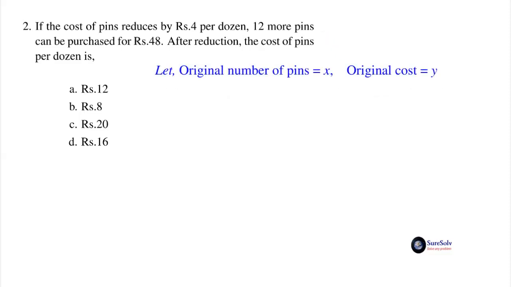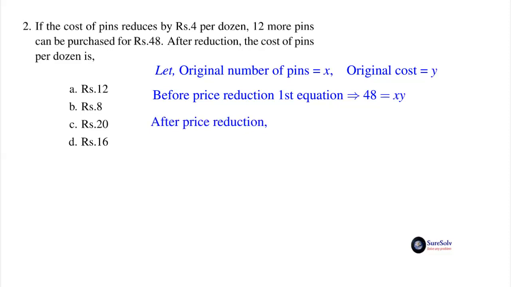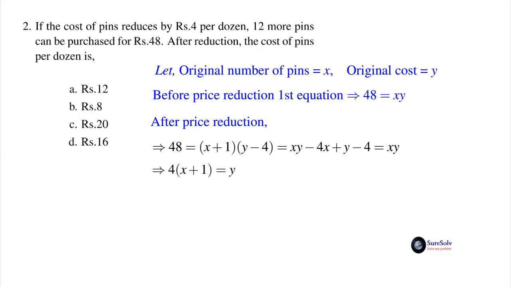Assume X as original number of pins in dozens and Y as original price of a dozen pins. So before reduction in price, total cost is 48 equal to XY. This is our first equation in X and Y. And after price reduction, new price is Y minus 4 and dozens of pins X plus 1. Total cost remaining unchanged at ₹48, you have the total cost as 48 equal to X plus 1 times Y minus 4, or 4 times X plus 1 equal to Y.